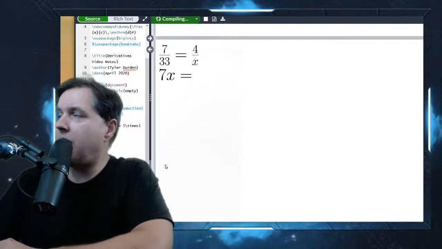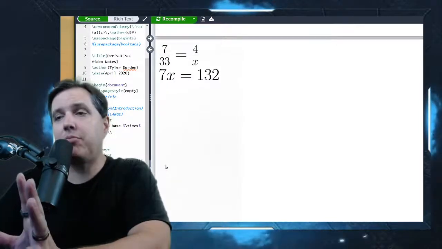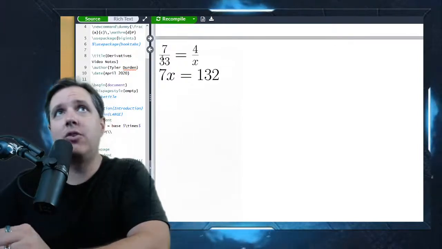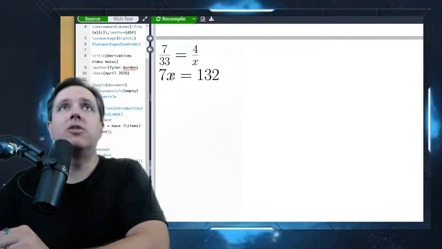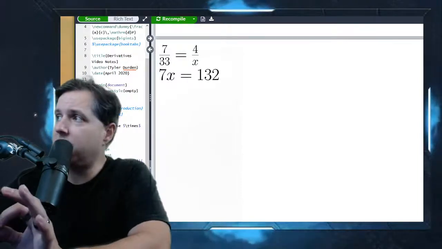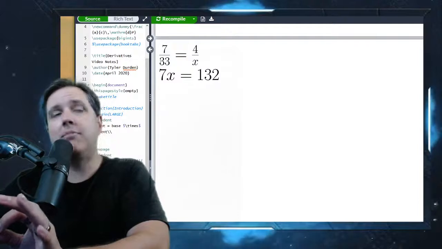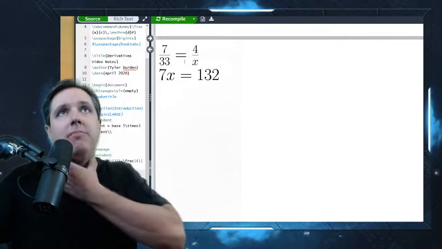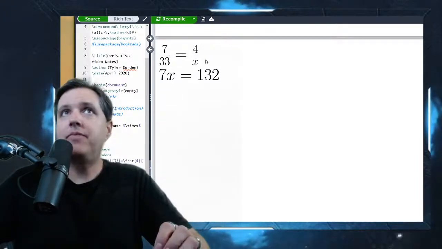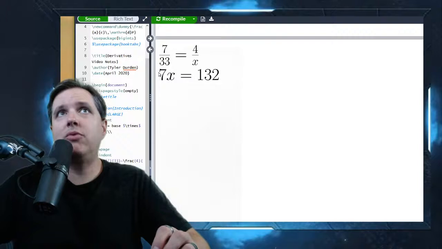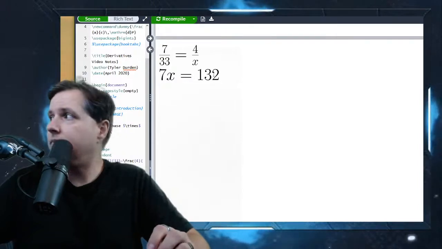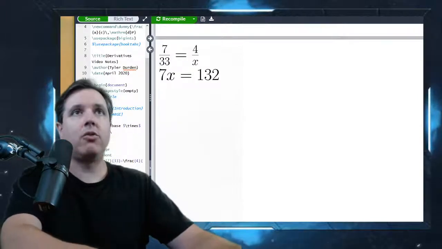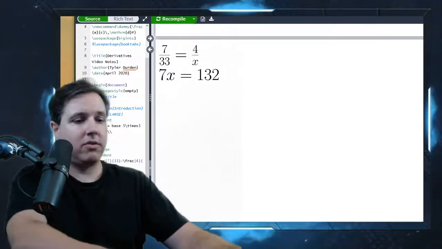Okay, so what did I do? Step 1 was setting up the proportion. All we did was compare sides and stay consistent. So 7 over 33 equals 4 over x. I wanted to get rid of the denominators, so we multiplied everything by 33x. That got the denominators to cancel, leaving me with 7x equals 132. Okay, now we just divide by 7. And I don't know what that is when you divide by 7. So we get x equals.